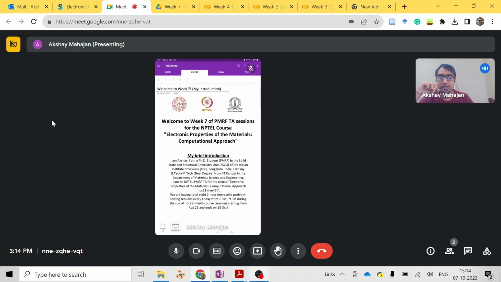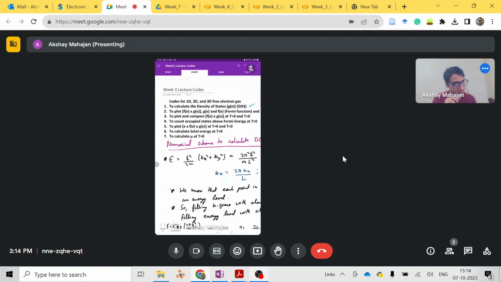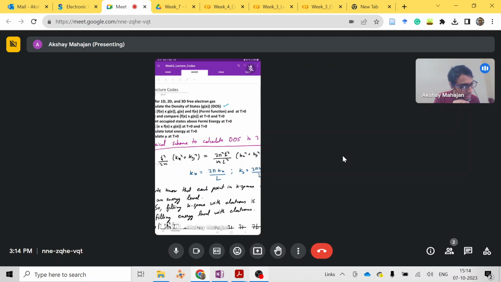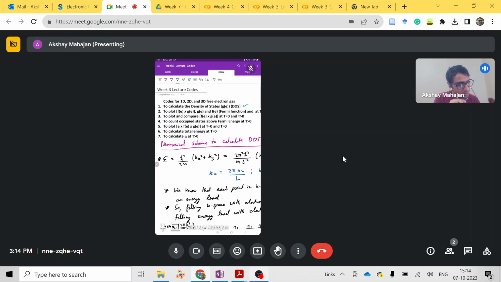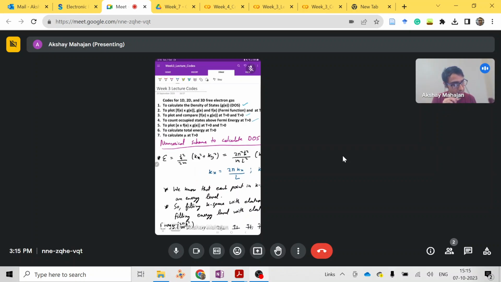Alright, so in the last session I was doing this week 3 course, because in week 3 these lectures were done mostly for the 3D gas, so we were done with those 4 parts. In this session we will complete the rest of the things, which is the codes for plotting energy times the Fermi function times the density of states for T approximately 0 Kelvin and T greater than 0 Kelvin, and then we will calculate the total energy for T greater than 0 Kelvin.